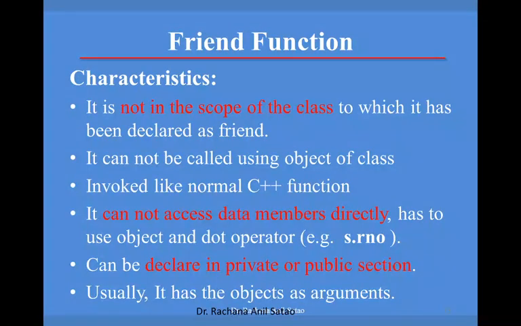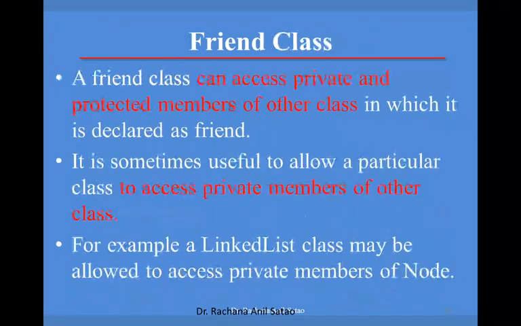It can be declared in the private or public section. So you can put this friend declaration in either the public section or the private section. Usually it has objects as the arguments, because we want to access the private data members with the help of an object. So the argument passed to a friend function is normally an object.